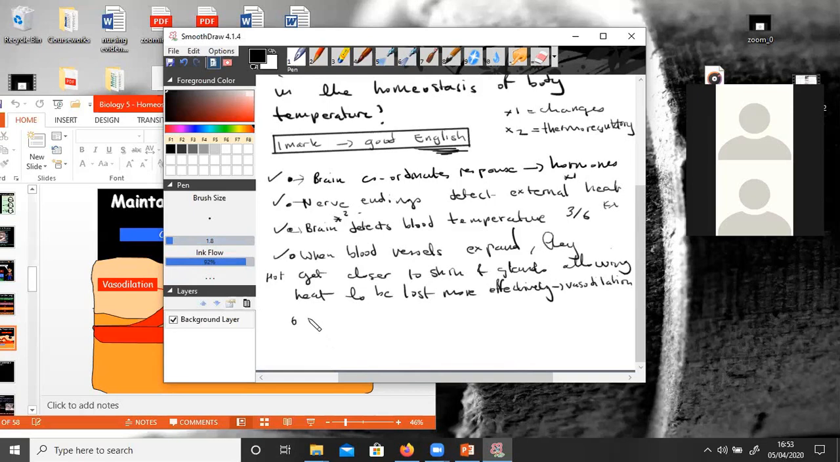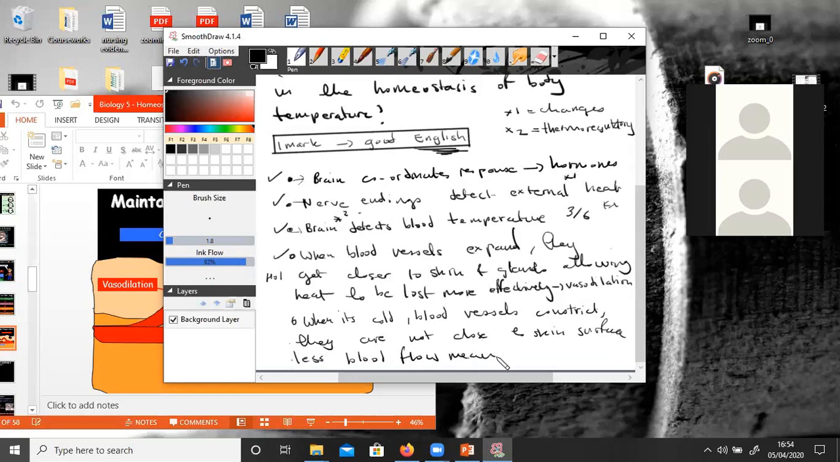When it's cold, the blood vessels constrict, so less heat is lost, called vasoconstriction. Very good. When it's cold, blood vessels get smaller, or they constrict. One other thing you could have mentioned: they are not as close to the surface of the skin when that happens. And to add to that, because they constrict, there's less blood flow, which means less heat lost.